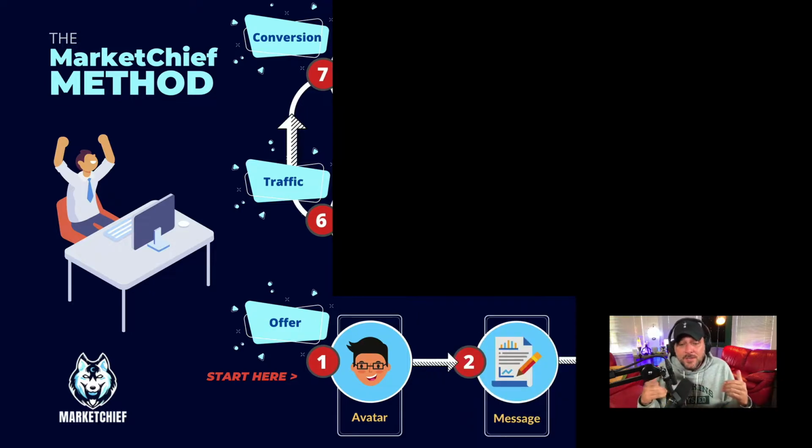Step number 2 is the message. Once you've understood who you're marketing to, and you understand exactly who that person is and what they're going through, what they're challenged with, stuff like that, you're going to be able to write a message that's going to speak to the solution that you offer them. Okay, the message is absolutely critical.